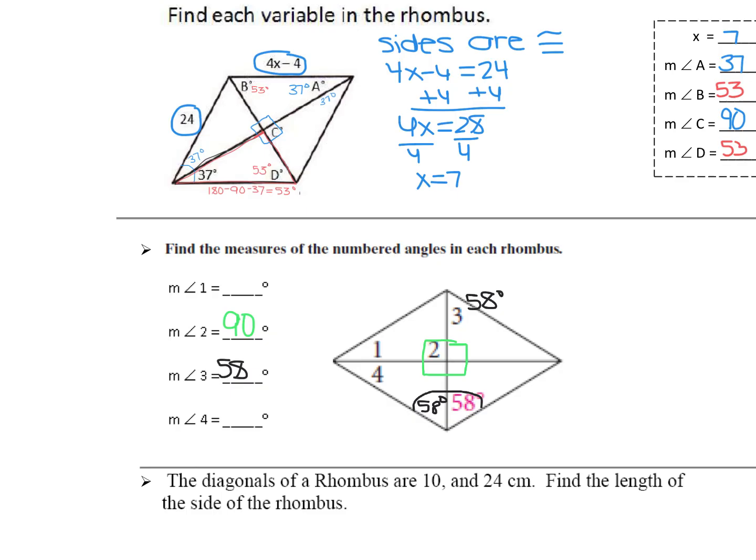Now, the last thing here is I have to find 1 and 4. So I'm going to highlight this triangle in blue. Okay, this should look just like the last one. We know that a triangle is 180 degrees. So if I subtract 90 and 58 from 180, I'm going to get 32 degrees left for that last angle. So that means 4 is 32 degrees. And once again, since those diagonals bisect the angles, if 4 is 32 degrees, then the other part of it has to be 32 degrees as well.